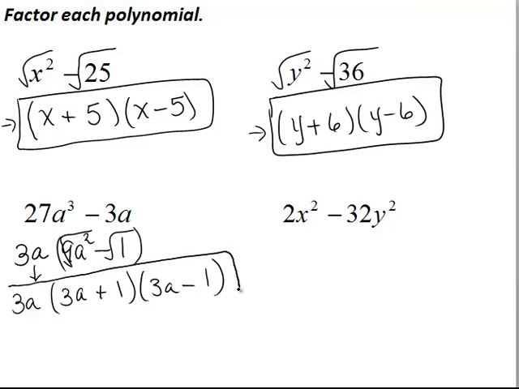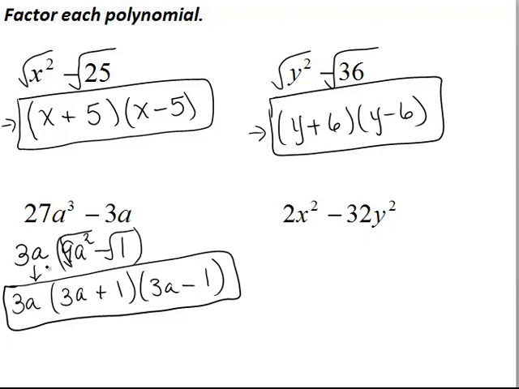Using the property of a difference of two squares, first I factored out the GCF, and then I factored out the difference of the two squares. So that is my answer there. Remember not to forget the 3a that you had initially pulled out as the GCF.